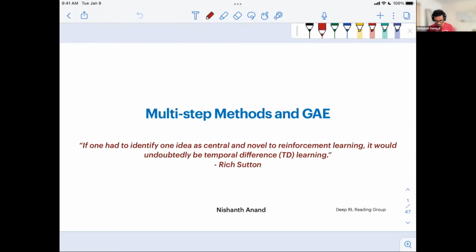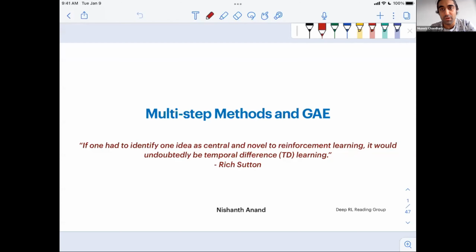First things first, TD learning. So where does TD learning come from? Consider the policy evaluation setting where we are given a policy pi, and our aim is to estimate the value function for this policy pi. In other words, we have to compute v pi of s for all states s. This is the policy evaluation objective.